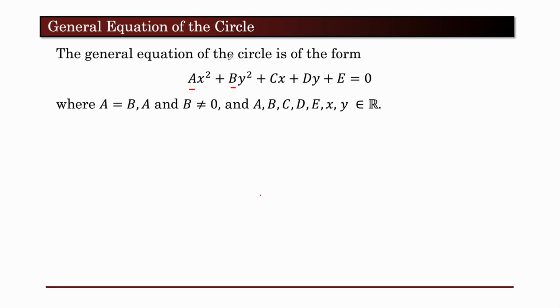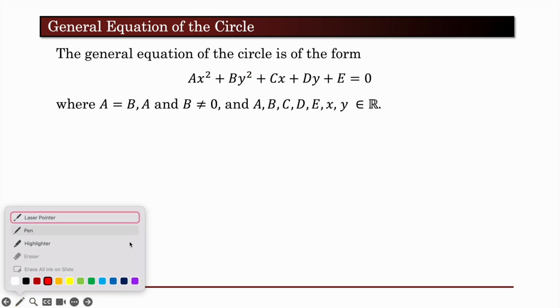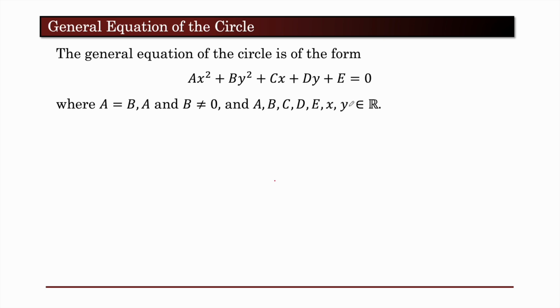A and b must not be 0. Okay? Why? Because if a is 0, this term will eliminate. If b is 0, same reasoning. This will eliminate. So, the remaining terms now are cx, dy, and e. It is not a circle because we don't have an exponent of 2. So, magiging line na siya. Okay, so it is important that A and B must not be 0. And for the last condition, all letters must be a real number. It can represent any number.